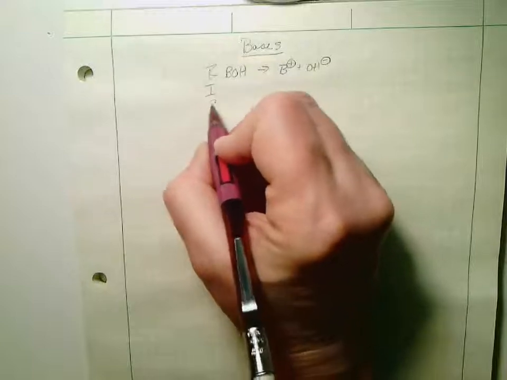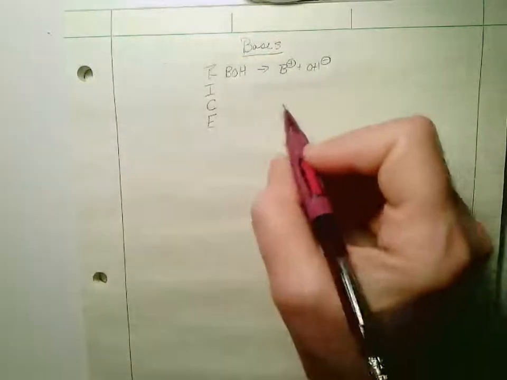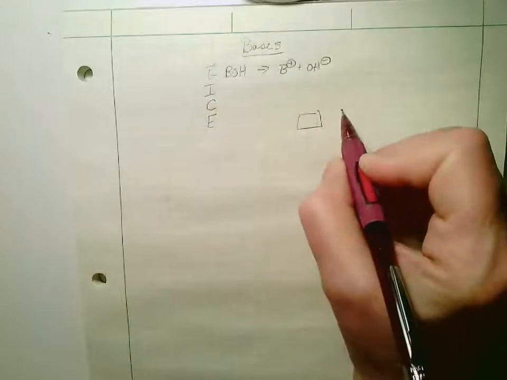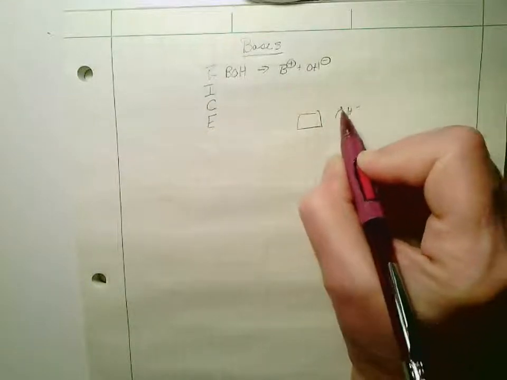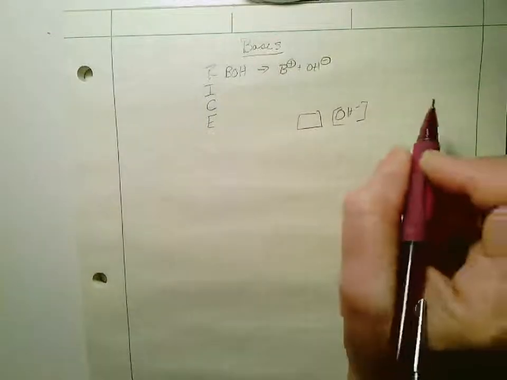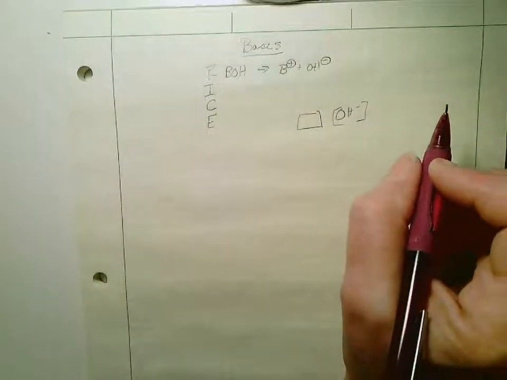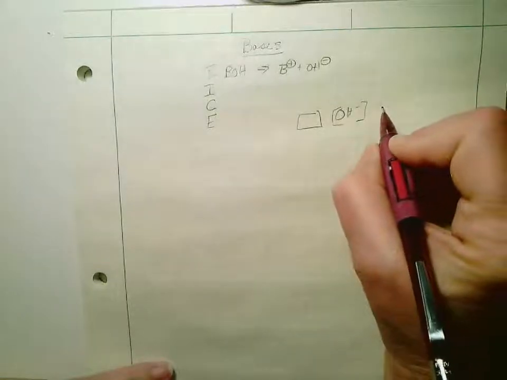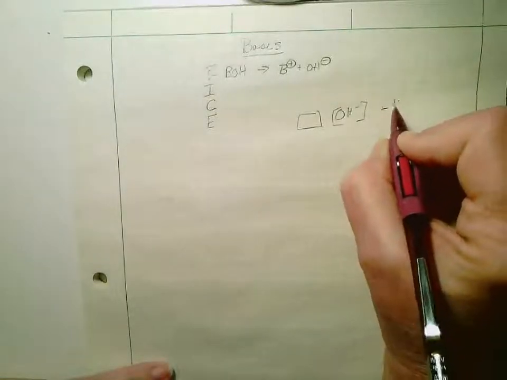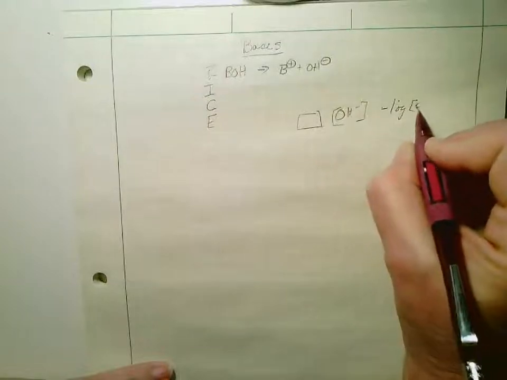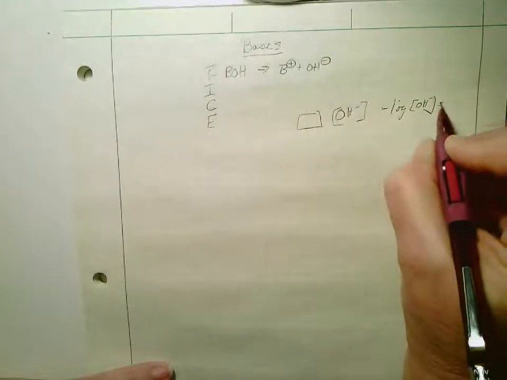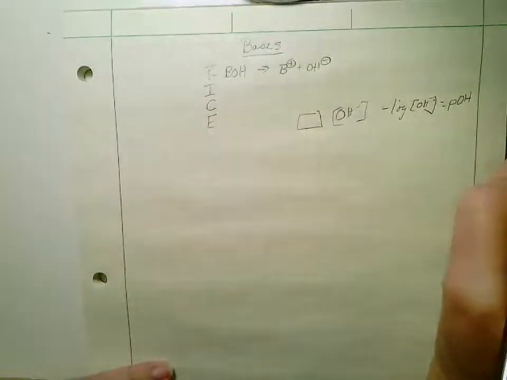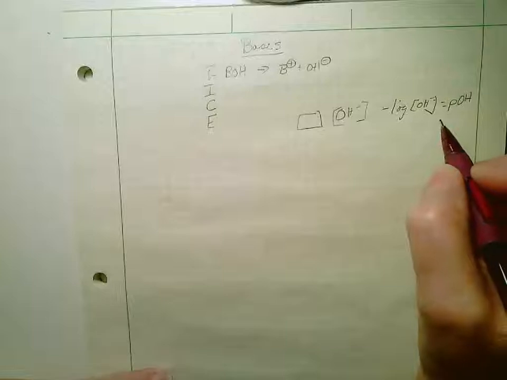And then I have initial, change, and equilibrium. But what I'm getting here is going to be my hydroxide ion concentration. So we have an additional step over the last one. We would be able to take the negative log of the hydroxide ion concentration, but that's not going to equal pH, that's going to equal pOH. So you have to remember to go back and convert that then to pH.